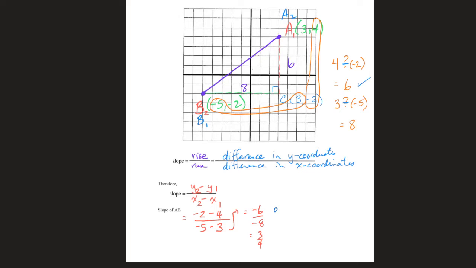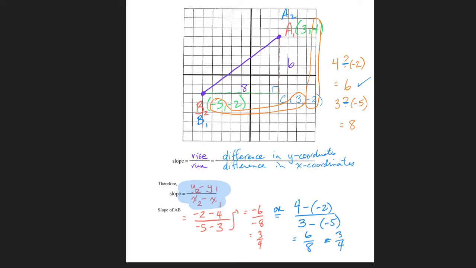So if I follow my formula, and that's what I'm doing right here, I have the y-coordinate at point 2, which is now 4, subtract the y-coordinate at point 1, which is -2, all over the x-coordinate at point 2, which is 3, subtract the x-coordinate at point 1, which is -5. And when I make that calculation, I get my 6/8, which is equal to 3/4.